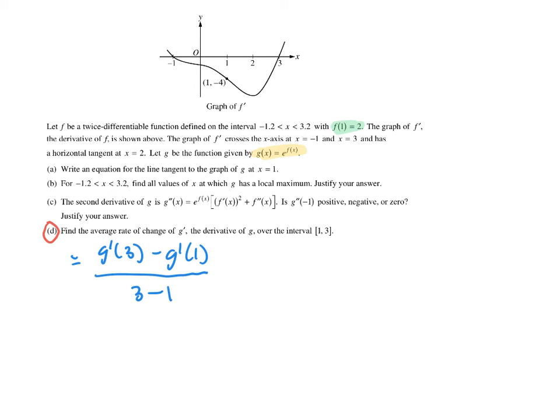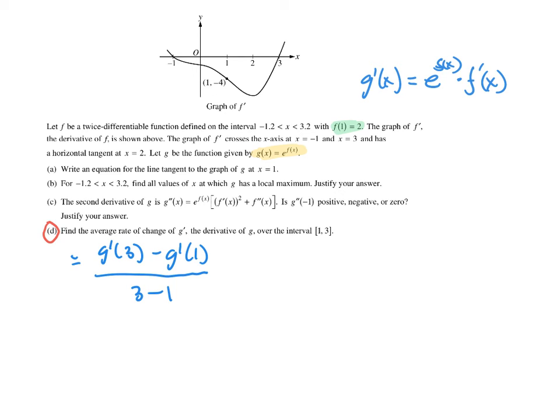That's g, but remember we need to know what g prime is. So let's write down g prime of x again. g prime was e to the f of x times f prime of x. So when we compute g prime of 3, we're going to have to compute e to the f of 3 times f prime of 3. And when we compute g prime of 1, we're going to have to do e to the f of 1 times f prime of 1. So let's just get some of these values down here.